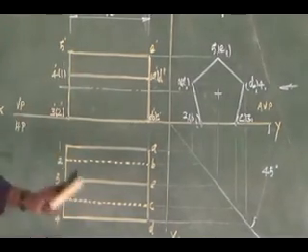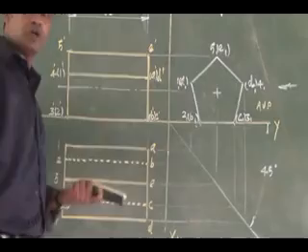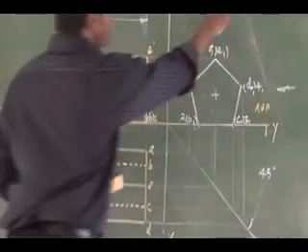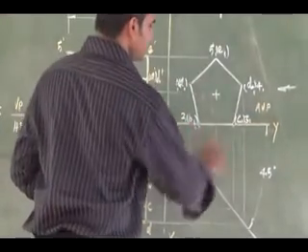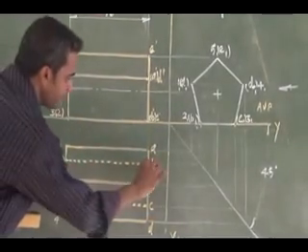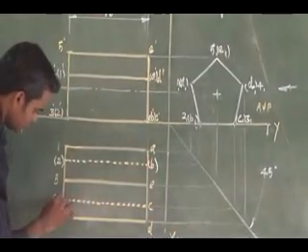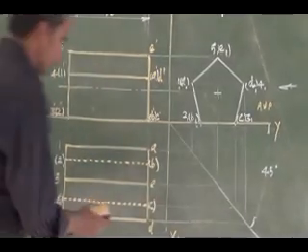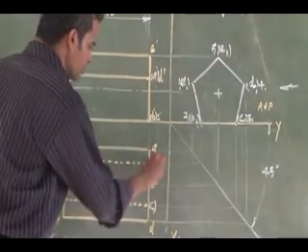What are the hidden corners in the top view? A hidden edge will give you the hidden corners. You look at the side view. I cannot see 2B and C3. So 2B is hidden in the top view, and C and 3 are hidden in the top view.